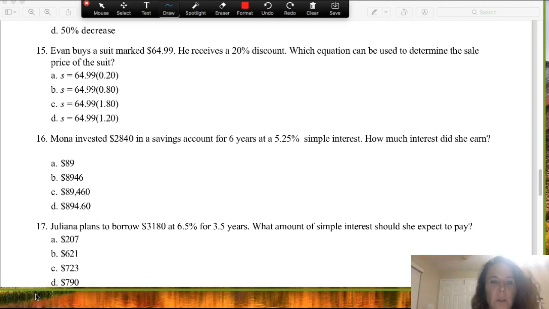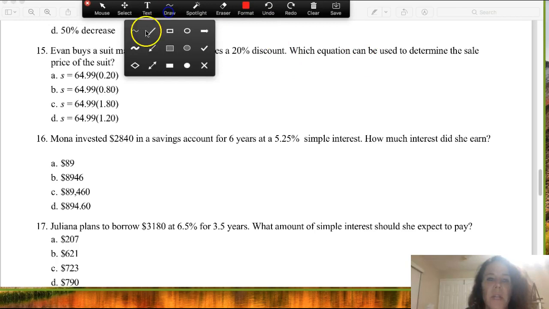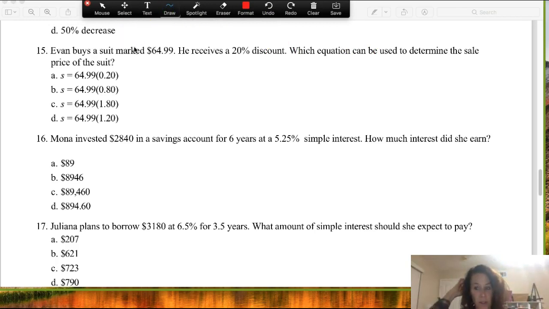Okay, Evan buys a suit marked $64.99. He receives a 20% discount. So this is pretty common. You go to the store, think of Kohl's, you go in there and you're just like 30% off or 15% off. What is that? What equation can be used to determine the sale price of the suit?